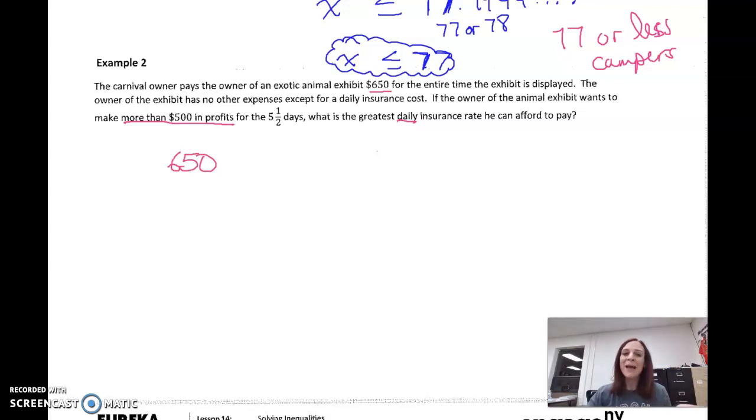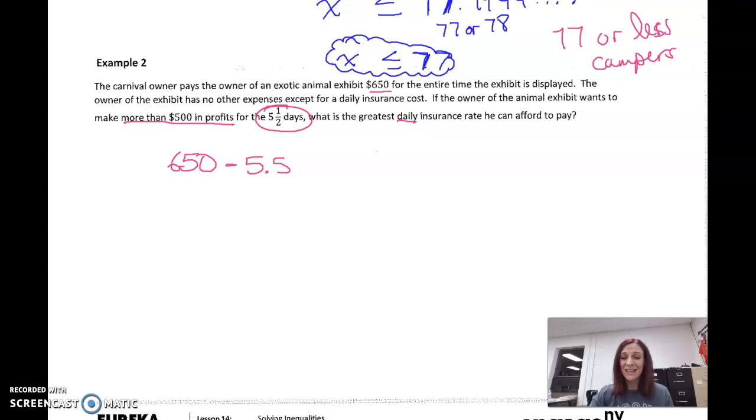But I have to pay my expenses here, a daily insurance cost. How many days am I paying that daily insurance cost? 5.5. I'm going to write it as 5.5 though. Okay. Now, is that being added on to my $650 or subtracted from? Yeah, subtracted from, right? And am I only paying that 5.5 days, am I only paying insurance rate once? No, I'm paying it per day for 5.5 days.